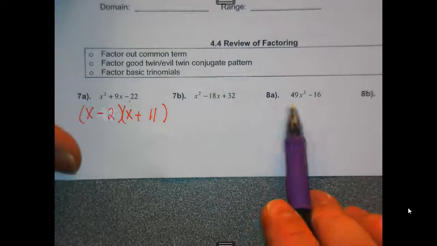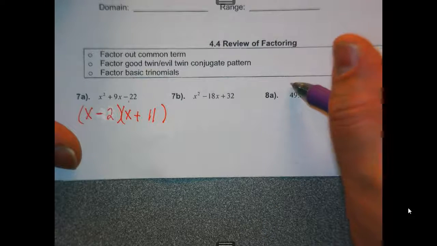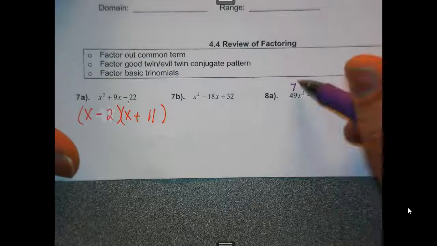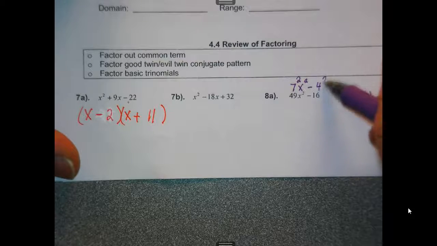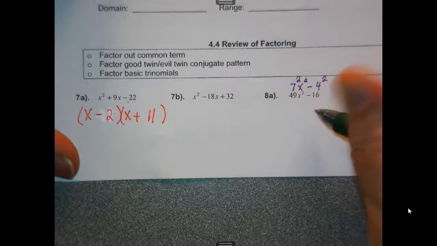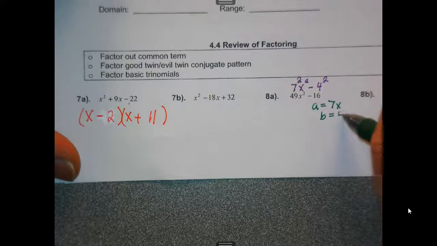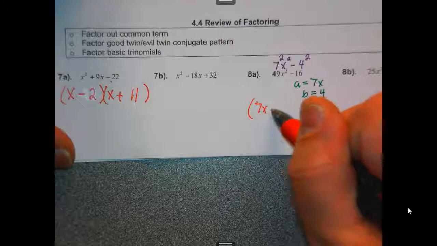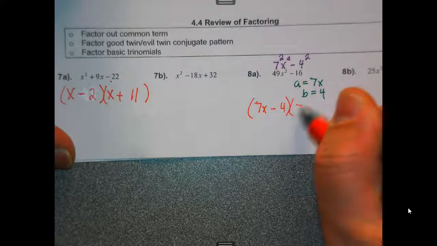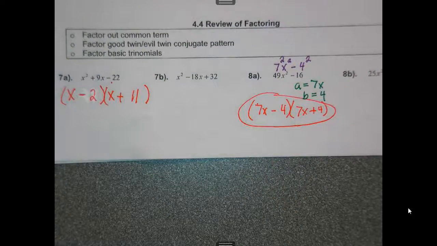All right, number 8A. I have 2 terms. We're not doing cubics, so what is this? Difference of squares, right? Yeah. 7 squared x squared minus 4 squared. My a is 7x. My b is 4. So this is a minus b, a plus b, right? A minus b, a plus b. That's it.